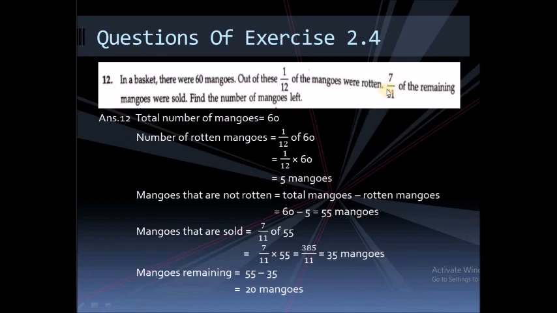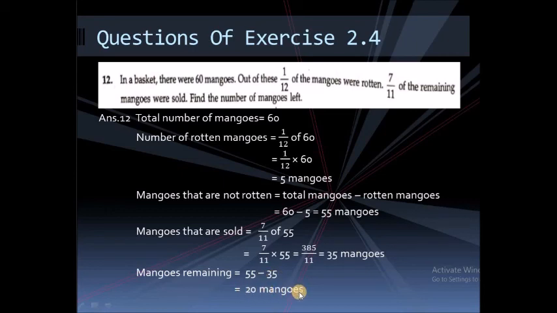So out of 55, 7/11 of the remaining, that means 7/11 of 55 mangoes, were sold. So I can find 7/11 of 55. Of means multiplication. So it will be 35 mangoes. That means out of 55, 35 mangoes are sold. How many mangoes are remaining now? Mangoes remaining will be equal to mangoes that are good for selling, that means 55, minus those that have already been sold. So the remaining mangoes will be 20 mangoes.